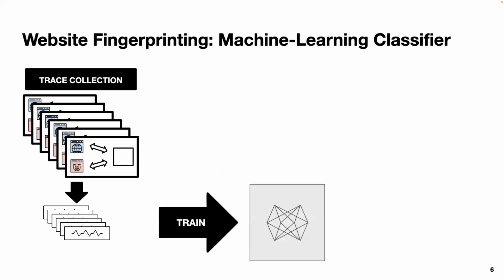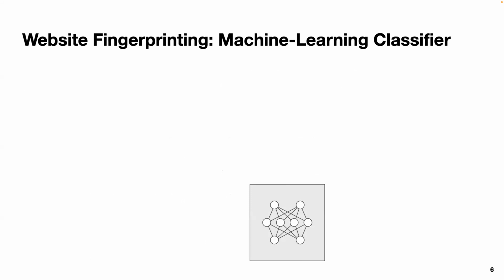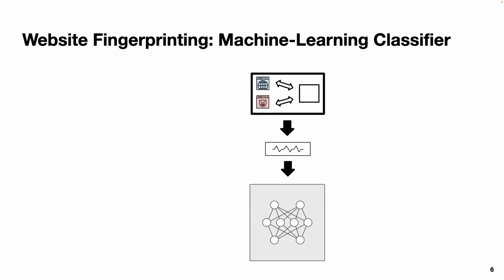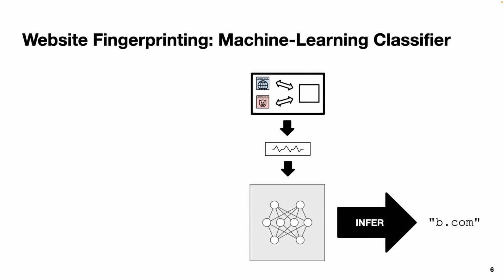Let me walk you through how a machine learning classifier can be trained and used in this setup. First, we have an offline phase, or training phase, where the attacker creates a training set by collecting a large number of traces from a set of popular websites. These traces are labeled with the corresponding website and used to train a machine learning classifier. Once the classifier has been trained, the online phase of the attack can be carried out. The attacker collects a trace corresponding to the actual victim activity and asks the classifier to infer which one of the popular websites was visited by the victim.